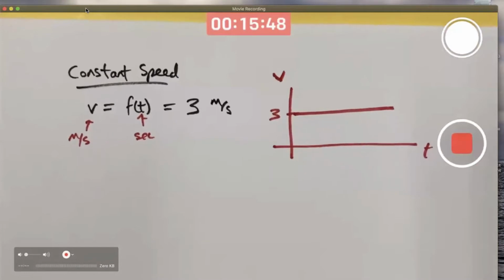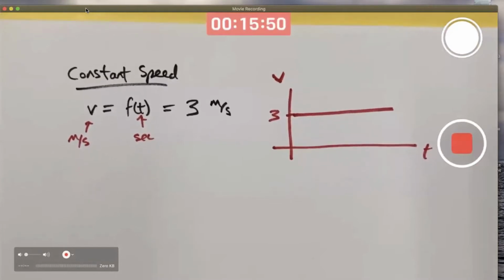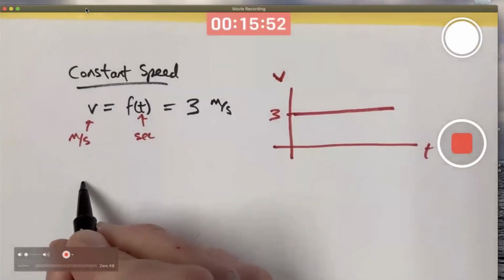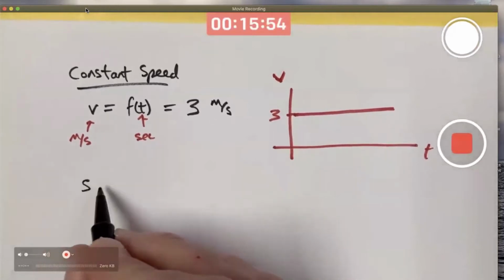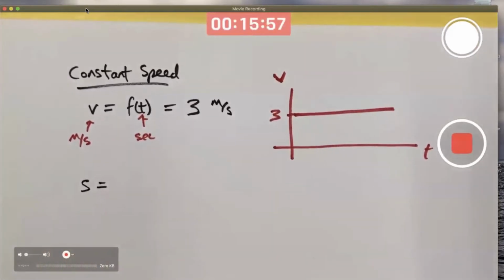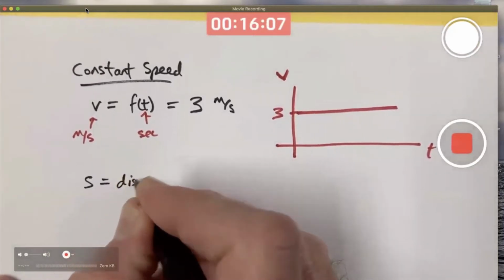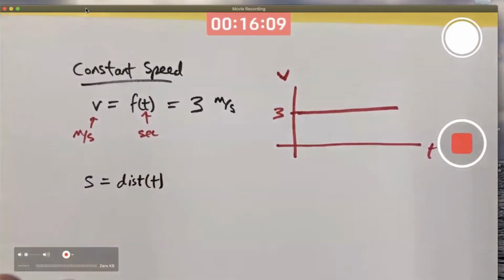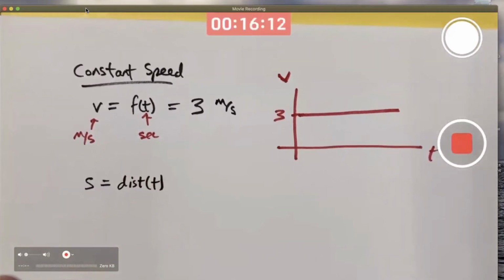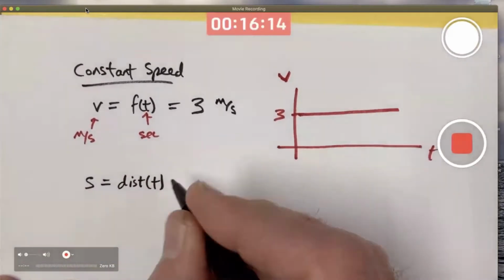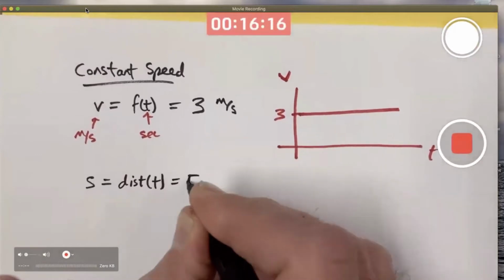I'm interested in the distance traveled. For some reason, the distance traveled is commonly called s. I don't know why it's called s. That's a little confusing. It makes you think it's maybe the speed, but it's not. I will often call the distance traveled function dist of t to remind you that it's a distance traveled. However, today I will call it capital F of t.